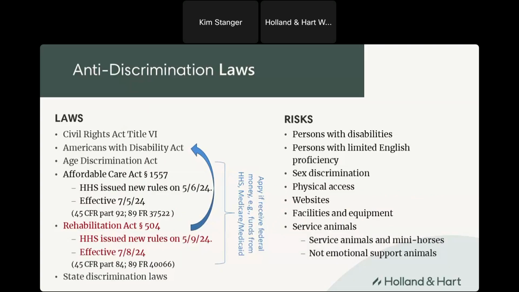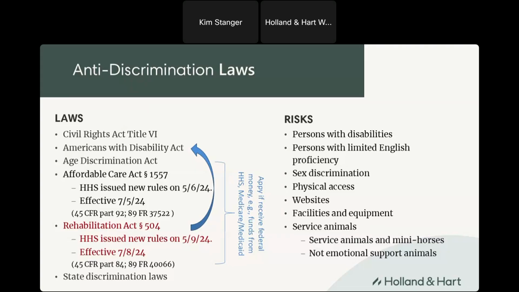All right, a little bit of context. There's a number of discrimination laws that healthcare providers need to be worried about, including the Civil Rights Act, the Americans with Disabilities Act, the Age Discrimination Act, the Affordable Care Act, Section 1557. I would note that the Biden administration issued new rules on May 6, 2024. Those became effective July 5th of 2024. Those are the anti-discrimination provisions that apply to healthcare providers, generally all healthcare providers. We did a webinar on this a few weeks ago. If you haven't got access to that, you can access that through our website.